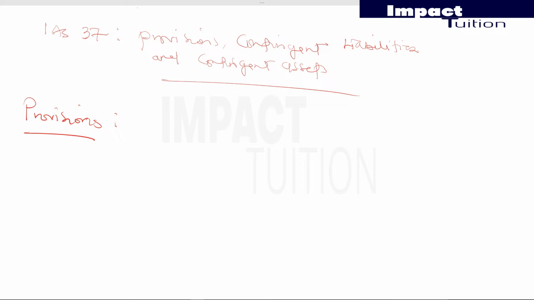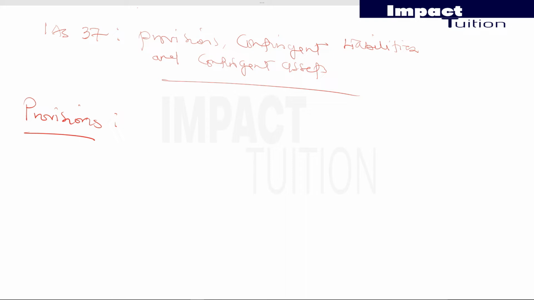Now, the key principle established by the standard is that a provision should be recognized only when there is a liability, that is, a present obligation resulting from a past event. So the standard aims to ensure that only genuine obligations are dealt with in the financial statements.